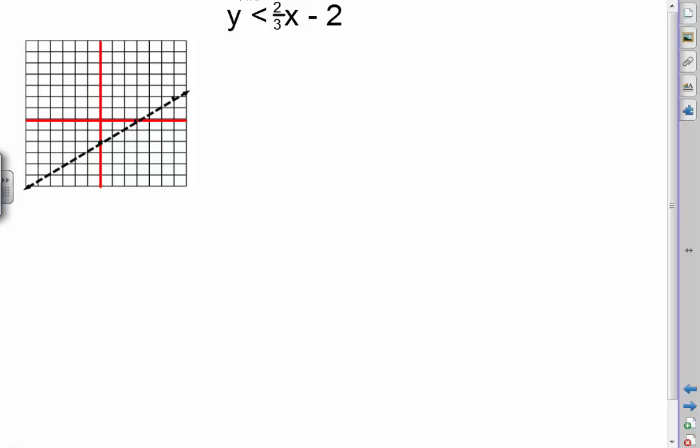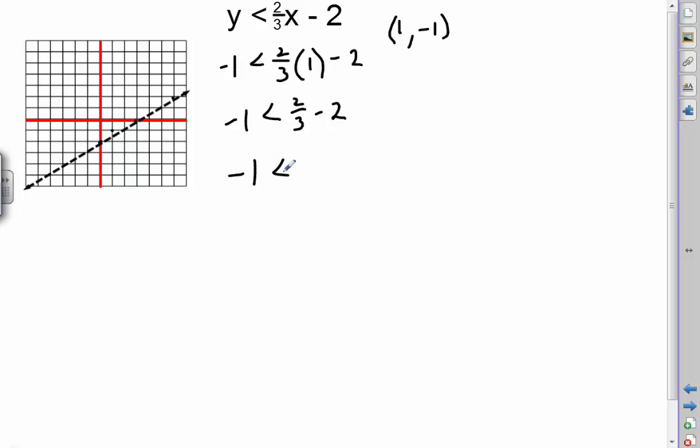And then where do we shade? We test a point. Let's choose, this is very close again, we choose 1, -1. And we can go y, which is -1, is less than 2/3 x, which is 1, minus 2. That gives you -1 is less than 2/3 minus 2.